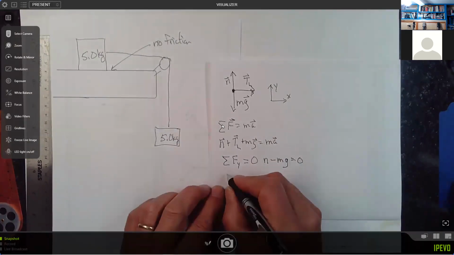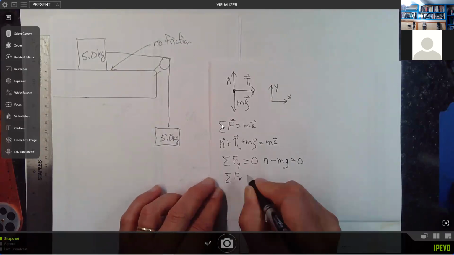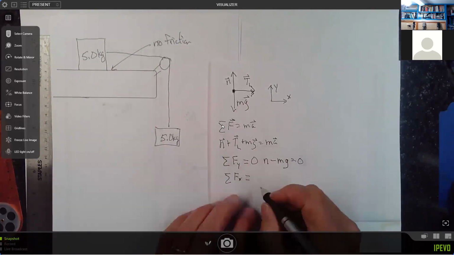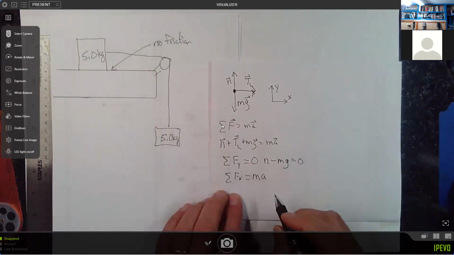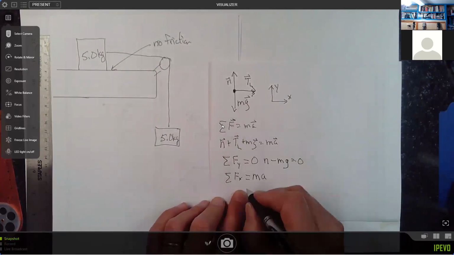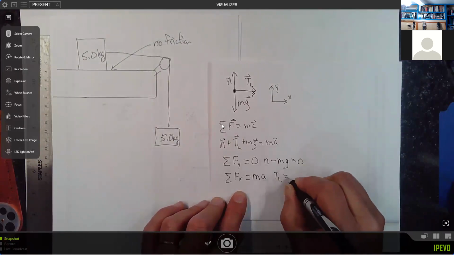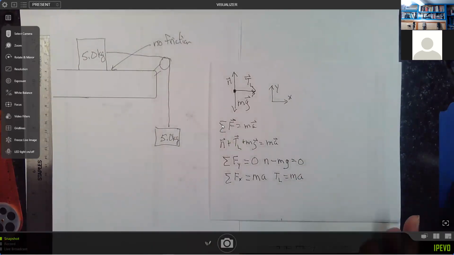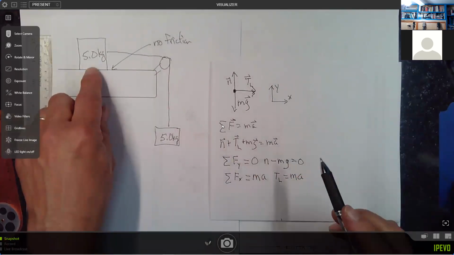But in the x direction, the sum of the forces in the x direction, well, there's only one, but that's the one that causes the acceleration. And so it'll be ma. And then the only force in that direction is T sub L. So I can just say T sub L is equal to ma. That's as far as I can go with the mass that's sitting on the table.